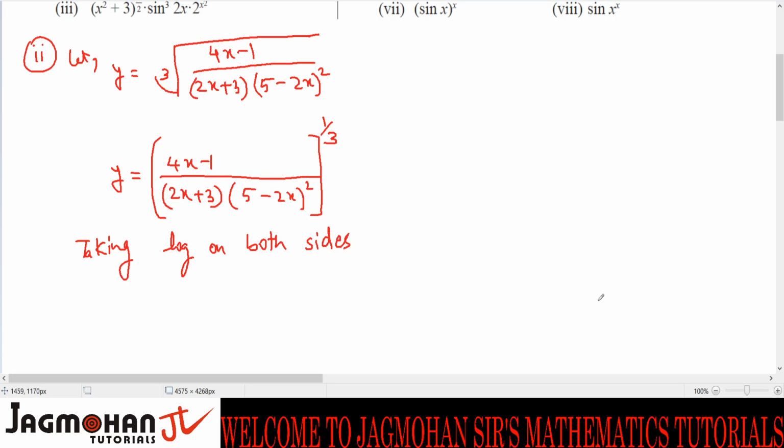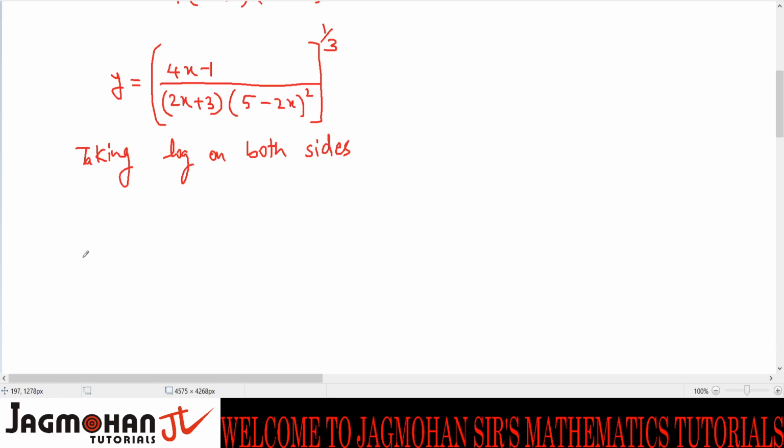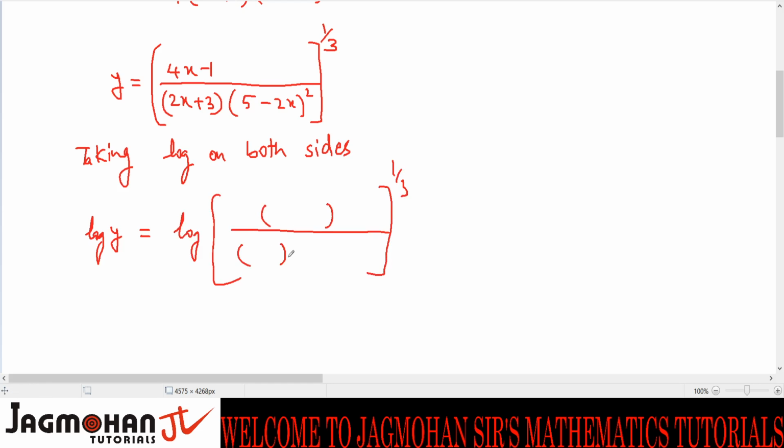Now, students, when you are taking log on both sides, you write log of y. Definitely it is natural logarithm, that is base e here. We don't write the base, that is understood. Log of y equals log of this thing. For the sake of brevity, I may not be writing the expression. Let me write only the brackets. You understand what these brackets contain.